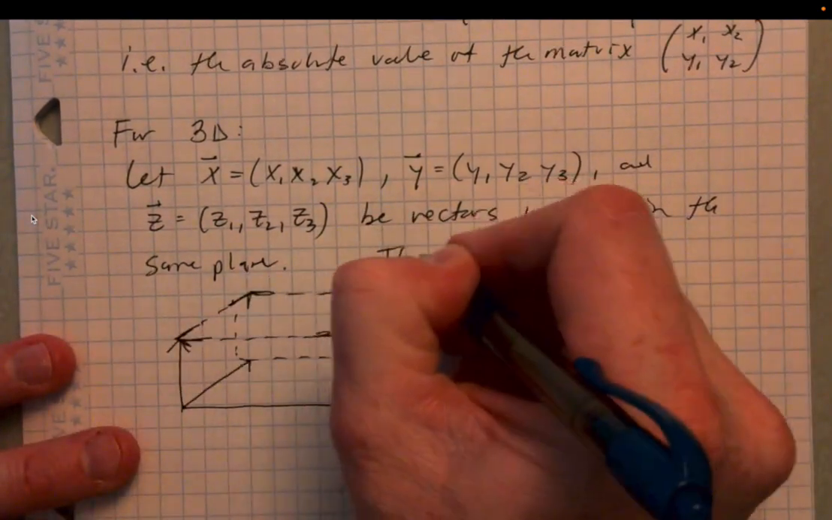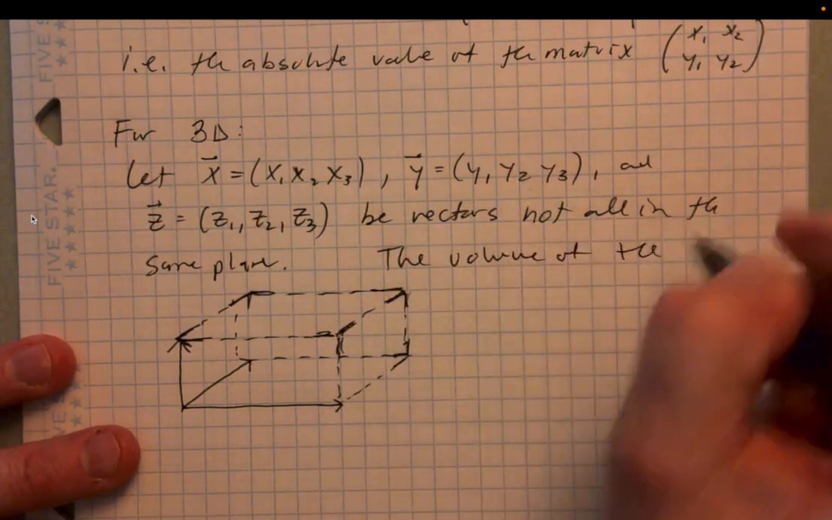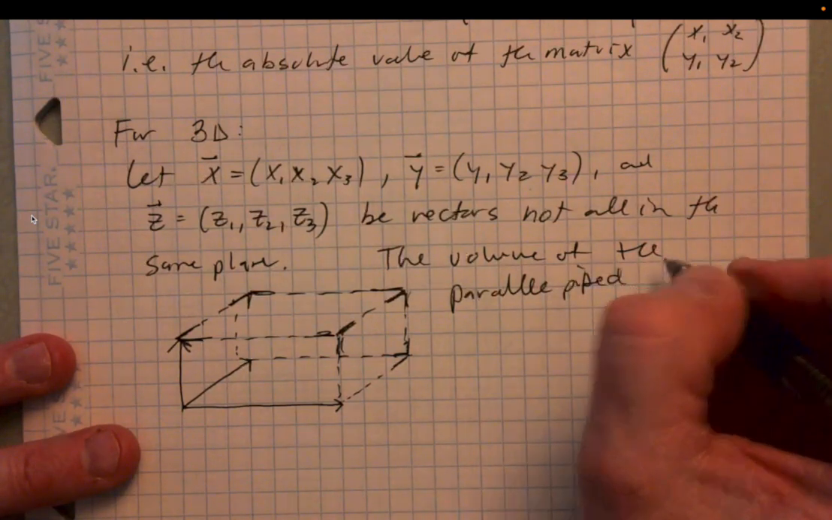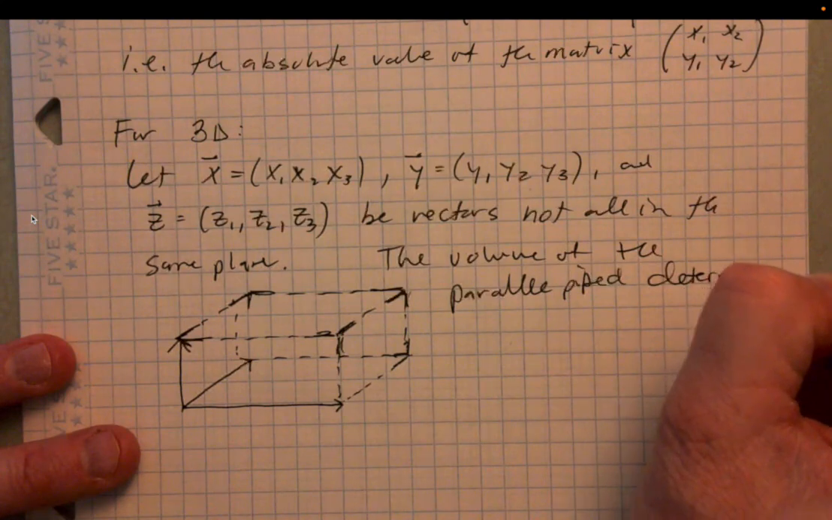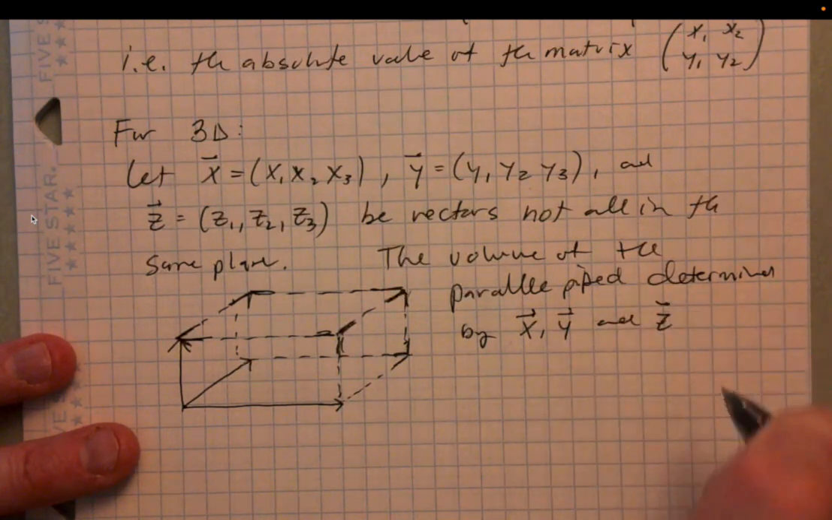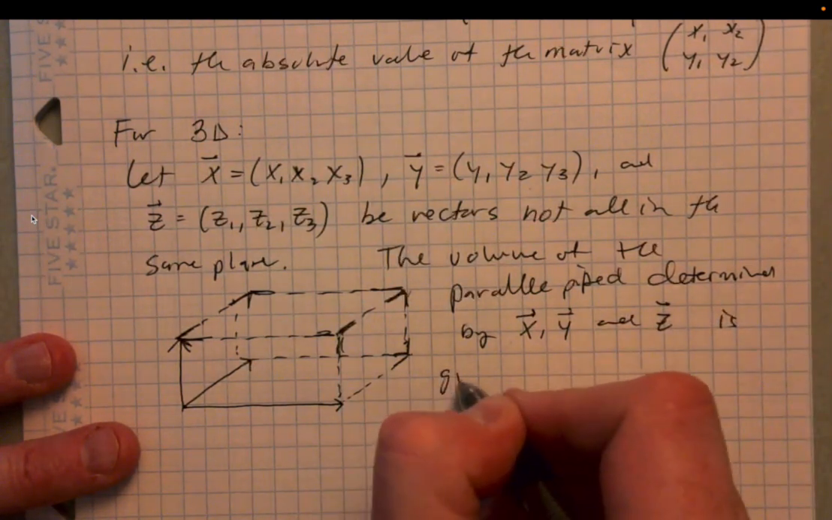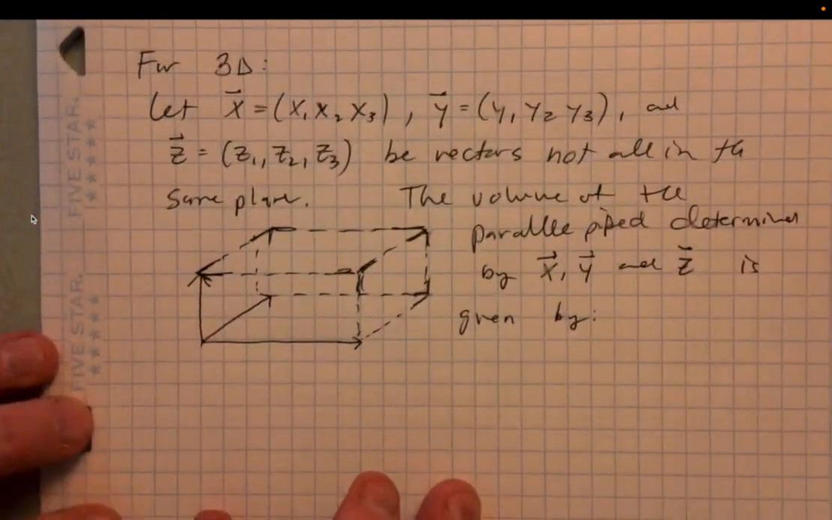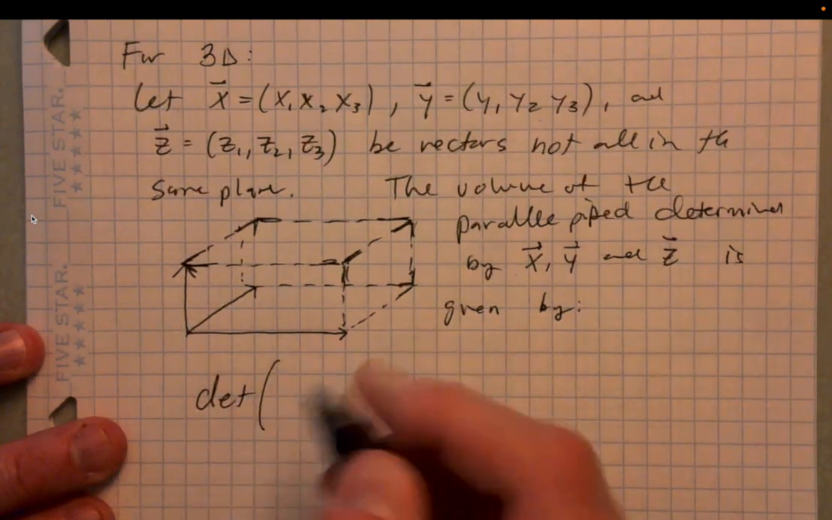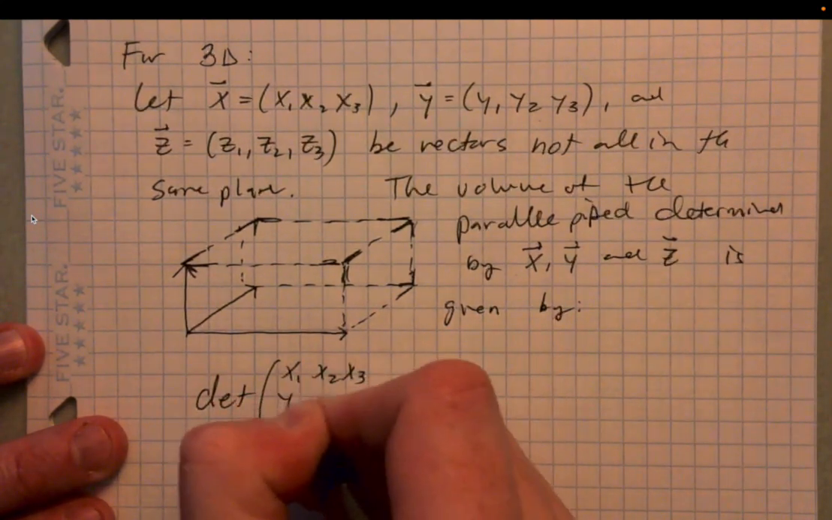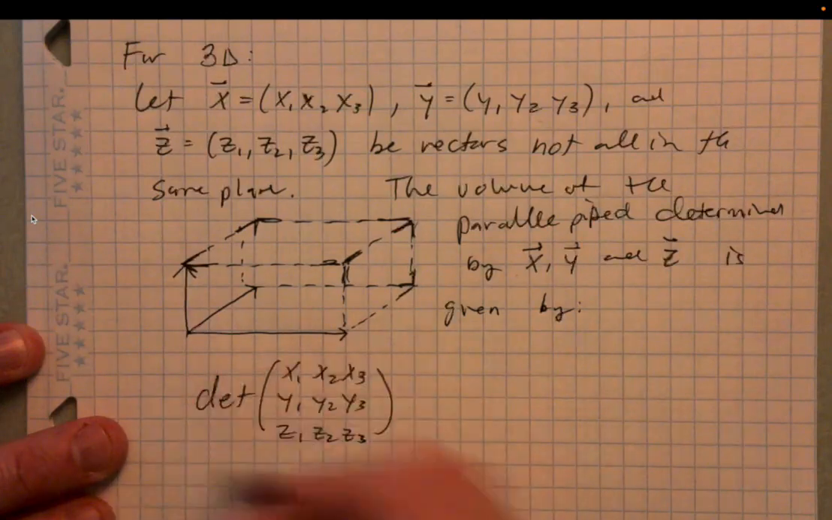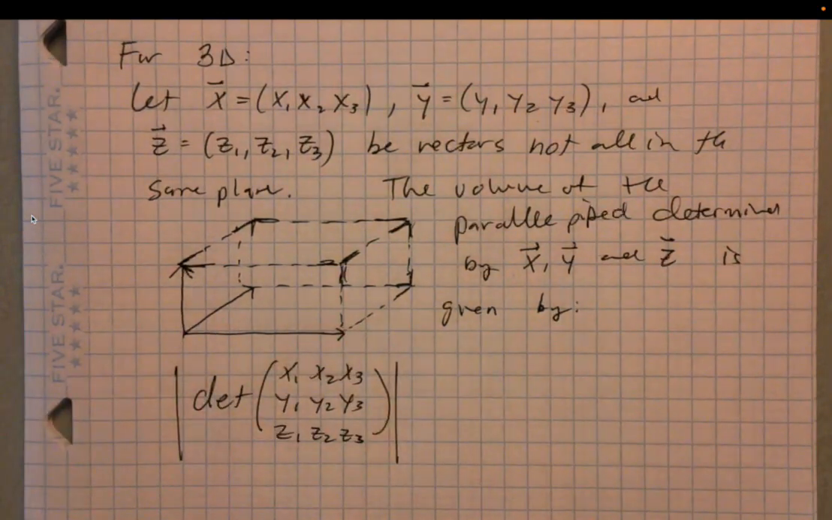And so what we can say here is that the volume of the parallelepiped determined by x, y, and z is given by, again, the determinant, this time of a 3x3 matrix. It's going to be the determinant of x1, x2, x3, y1, y2, y3, z1, z2, z3. So that's the determinant, and then we want the absolute value of the determinant.